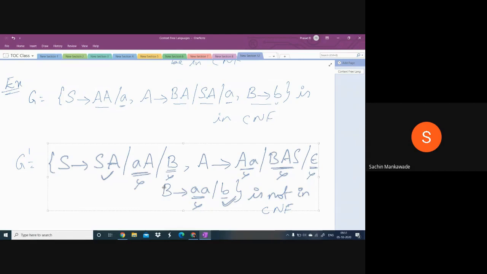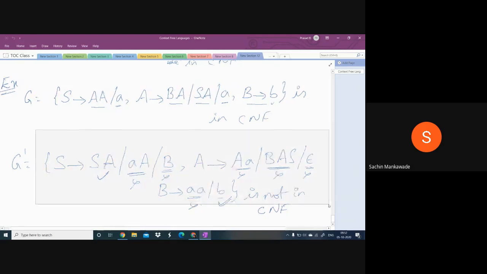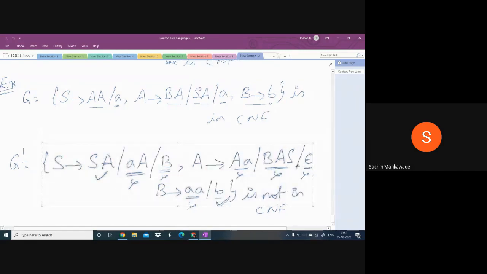To convert a context-free grammar into Chomsky normal form, that is, into CNF, before converting we must eliminate null productions and unit productions, if any. If the grammar contains any null productions, look at this, this is a null production, or any unit productions, you have to eliminate the unit and null productions. If there is no null production and no unit production, then you can continue. Okay, so we will see. So take the note.